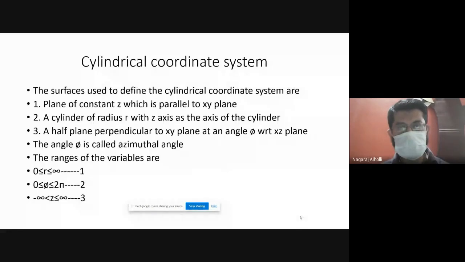We know that the cylindrical coordinate system has three coordinates. Which are the three coordinates of the cylindrical coordinate system? R, phi, and Z. And this cylindrical coordinate system is defined by a plane of constant Z, which is parallel to the xy plane.